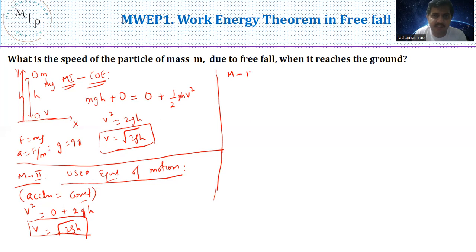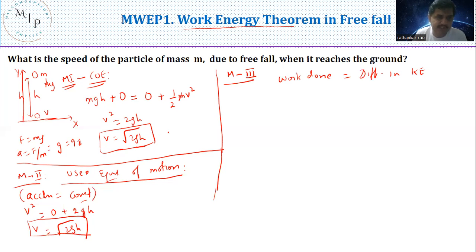Then now let us look at the third method. What is this third method? Third method is your work energy theorem. Now, what is work energy theorem? Work energy theorem says work done is equal to difference in kinetic energy of the particle. Simple way to describe it.